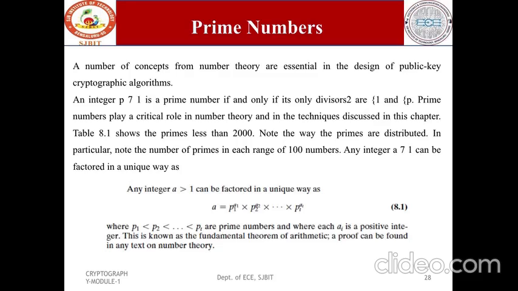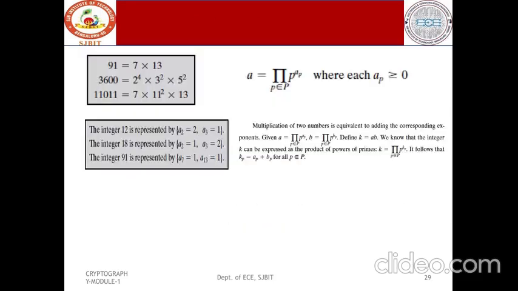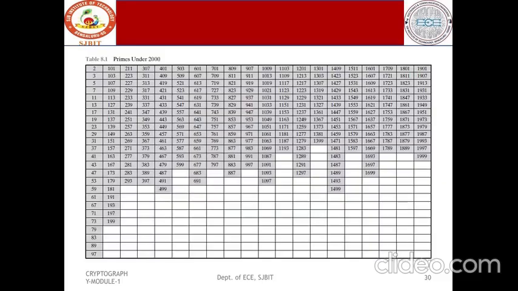So here, this table plays an important role. It shows the primes that are less than 2000. Note the way the primes are distributed here, the number of primes in each range of 100 numbers.